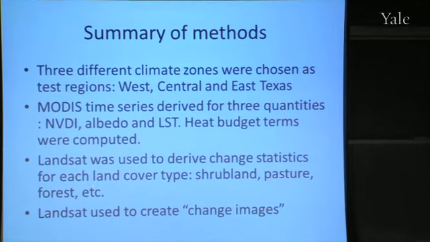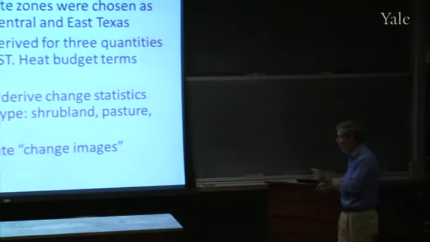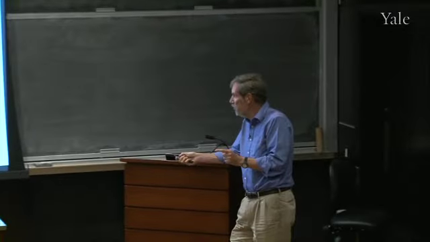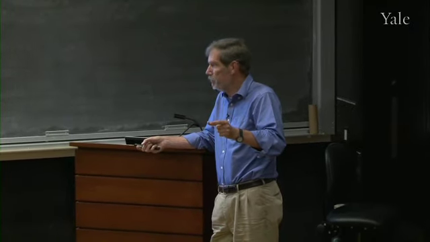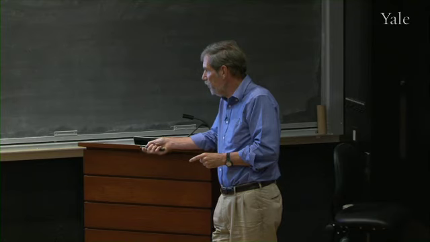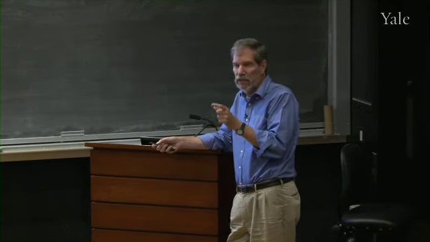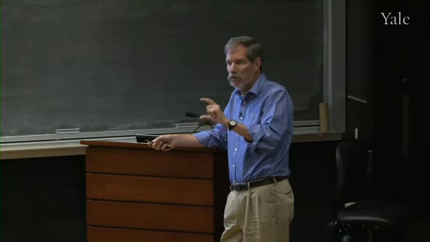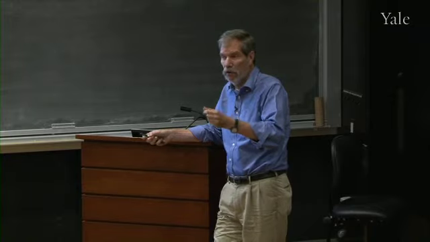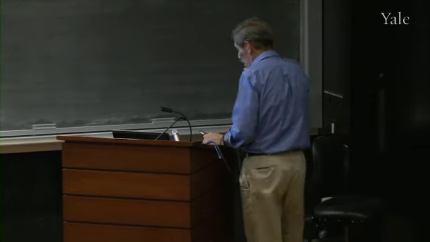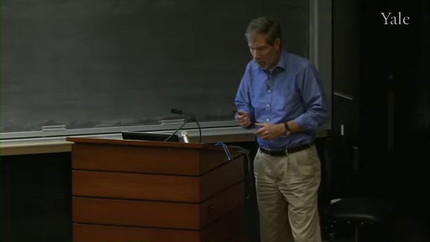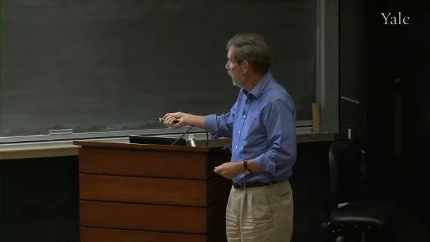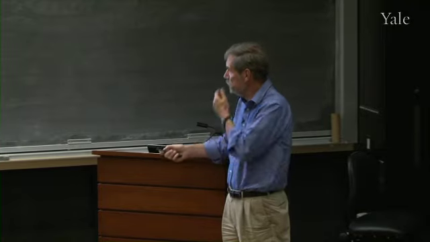We're going to use Landsat, which has the smaller pixel size, to zoom in and be able to look at these changes by land cover type. And finally, we're going to use Landsat to create what we call change images, where we can see much more directly the role of the different land surface types on the climate response. So here's part of Texas. The coastline is down here. Oklahoma is there.